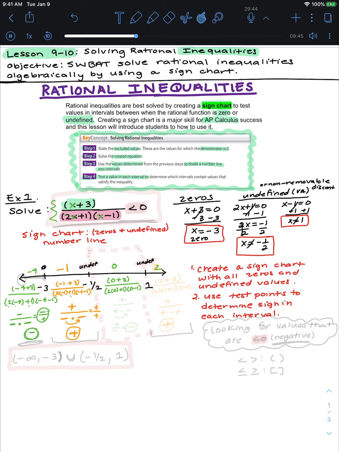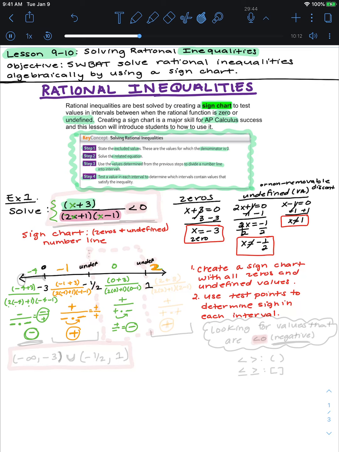So 0 plus 3 is going to be a positive. 2 times 0, 0 plus 1, that's a positive. And then 0 minus 1, that's a negative. So positive times a negative will be a negative. So a positive divided by a negative is going to be a negative. Okay? And now we have the 2 left. So I'm going to go ahead and repeat the process again, but now with the 2.